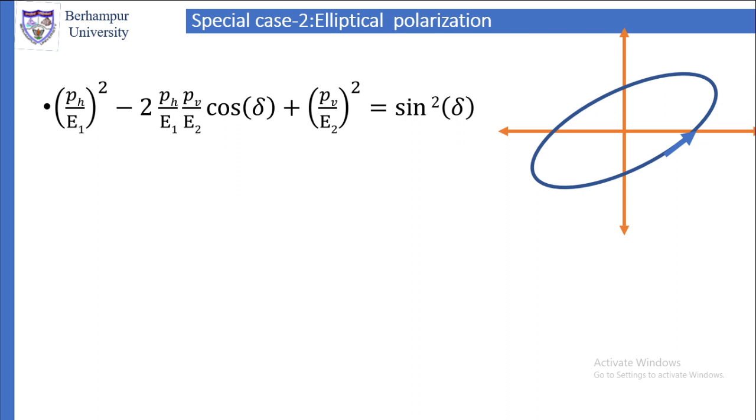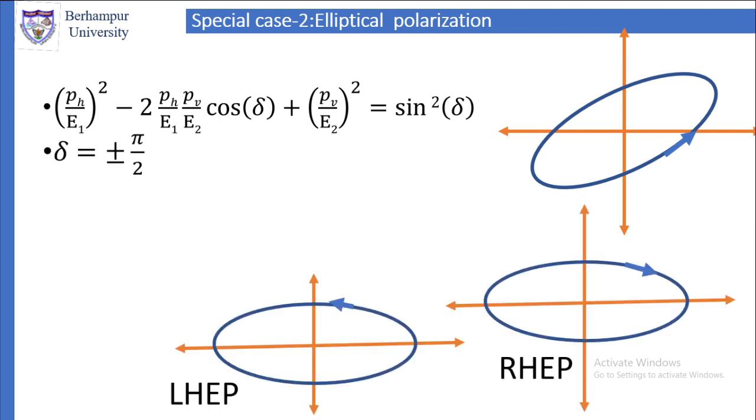Then we will come to the second special case, which is called elliptical polarization. In the case of elliptical polarization, we start with the same equation, (PH/E1)² minus 2(PH/E1)(PV/E2) cos delta plus (PV/E2)² is equal to sin² delta. Here, delta is equal to either plus pi by 2 or minus pi by 2. So these are the special cases. Delta is equal to plus or minus pi by 2.